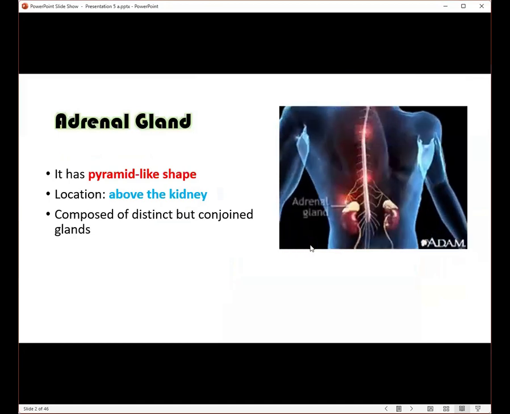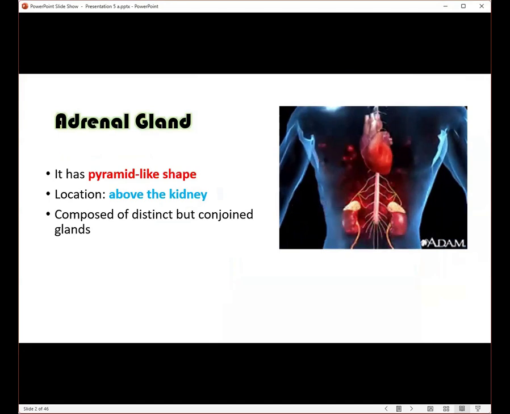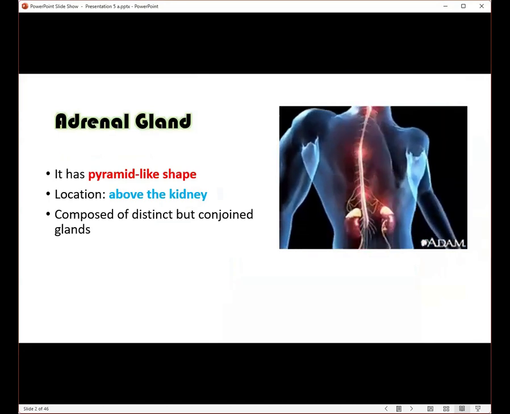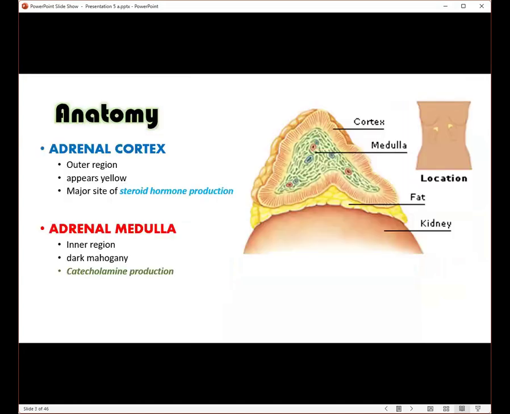Our adrenal gland has a pyramid-like shape, as you can see in our illustration. Its location is just above the kidney. It is composed of distinct but conjoined glands. For its anatomy, we have two areas: the cortex and the medulla.